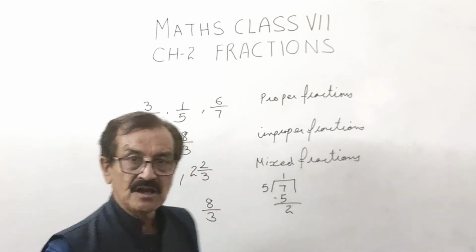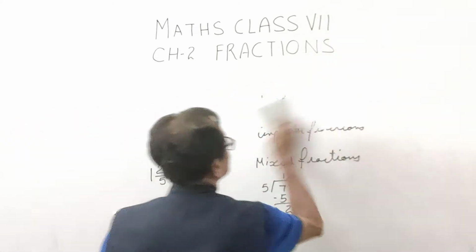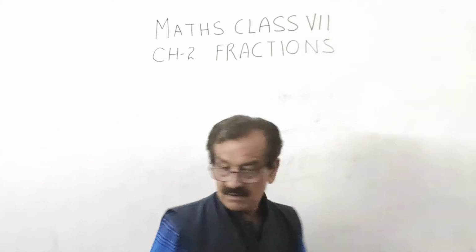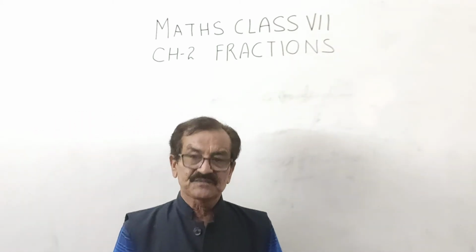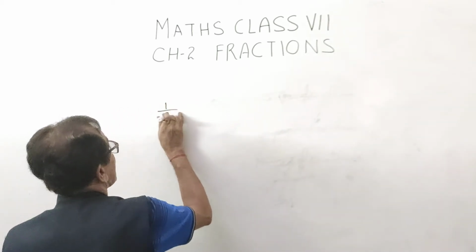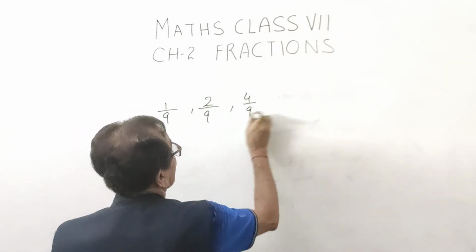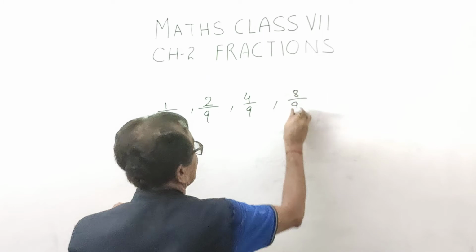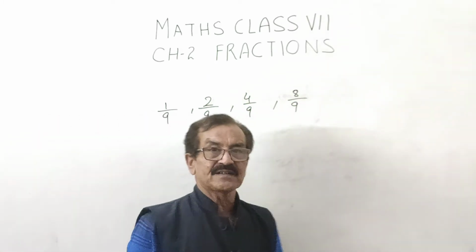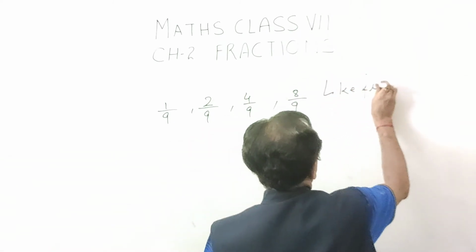I hope these things are very clear to you. Alright. Coming to the next thing, like and unlike fractions. What do we mean by like fractions? I write here 1/9, 2/9, 4/9, 8/9. Here we see all the denominators are the same. We say they are like fractions.